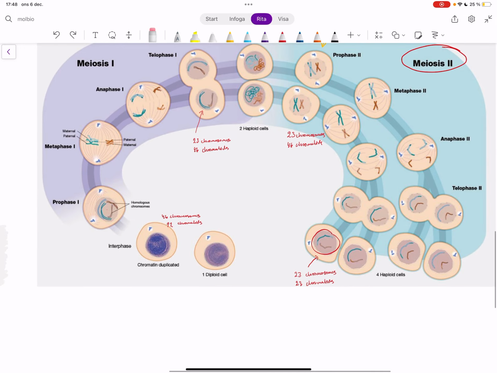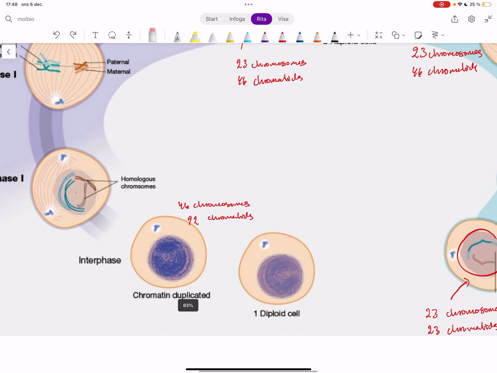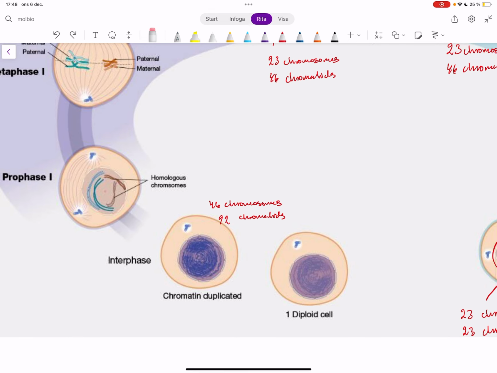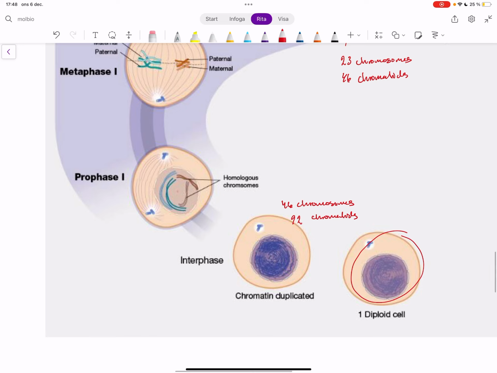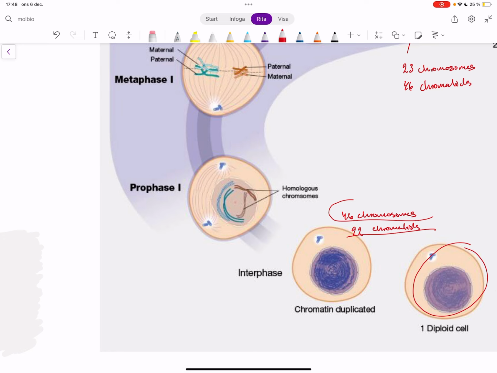Okay, so let's look here. This is the whole process. Now, if we look at a diploid cell, we can see here that this contains 46 chromosomes and everything is normal. Now, when we want to enter meiosis, these chromosomes will be duplicated. So you will have 46 chromosomes and 92 chromatids. Now, after S phase and G2, you will enter prophase 1.